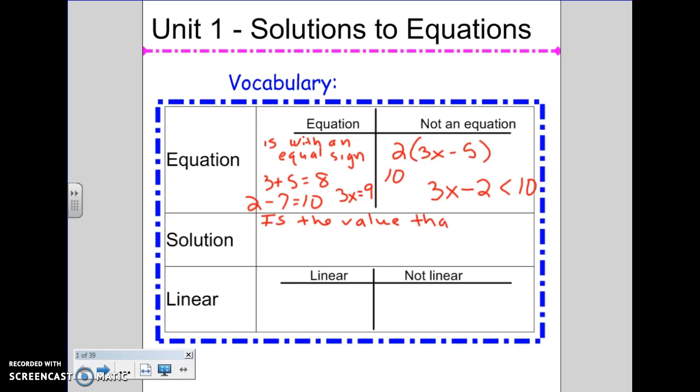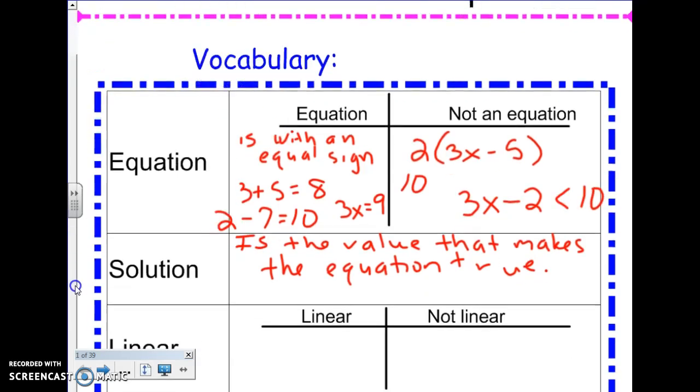A solution to an equation is the value that makes the equation true. All right, so we're going to learn how to solve equations, and then we want to make sure that we know that it really is a solution because it makes the equation correct.